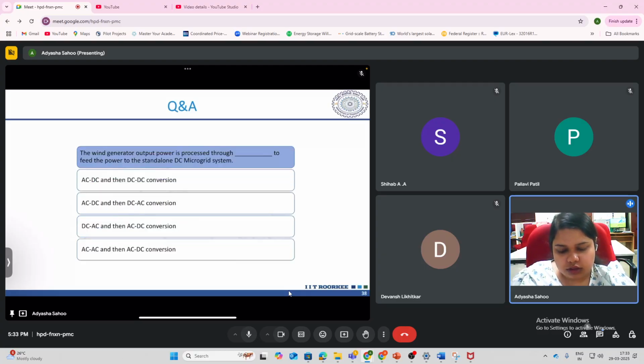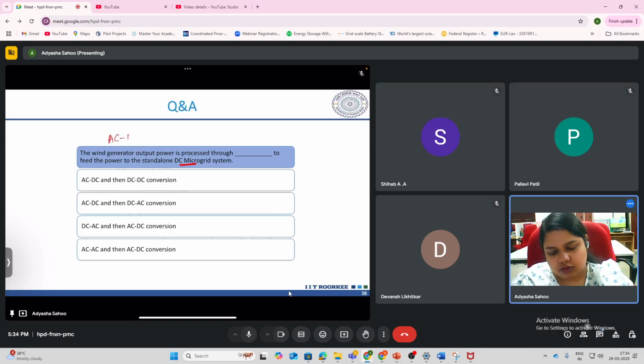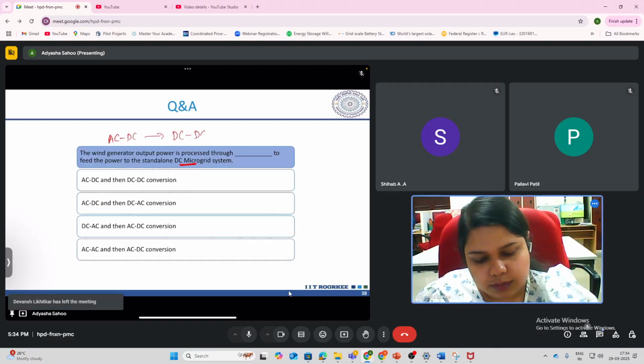Now, the next is the wind generator is processed through which type of conversion system to feed power to a DC microgrid. Yes. So wind is the AC source. You convert from AC to DC. Then you can boost this voltage and convert it DC to DC.